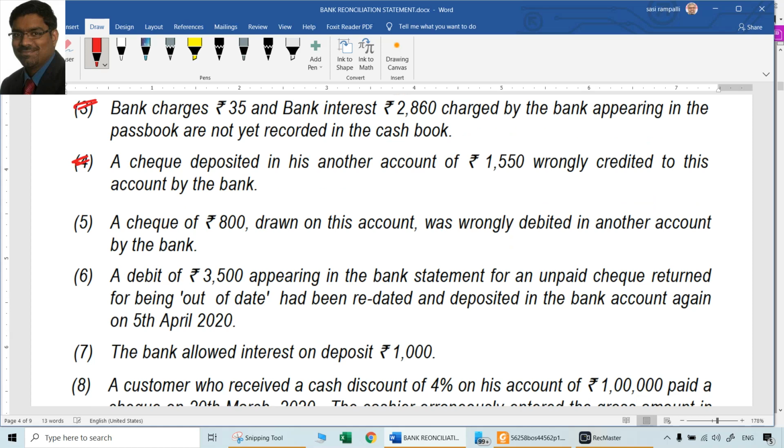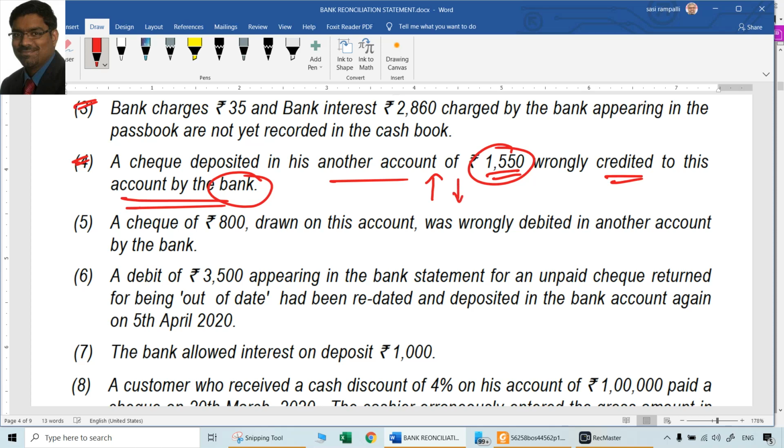Next, 4th point. A check deposited in his another account of 1550 wrongly credited to this account by the bank. Bank did this mistake. So can we rectify this in our cash book? No, we cannot. But it will be a reconciliation item. So what happened actually? First impact is in the bank, means in the passbook. Wrongly credited to this account, which is related to another account. So bank has wrongly credited this amount to this account, means passbook balance because of this would have been already higher because the bank wrongly credited to this account.